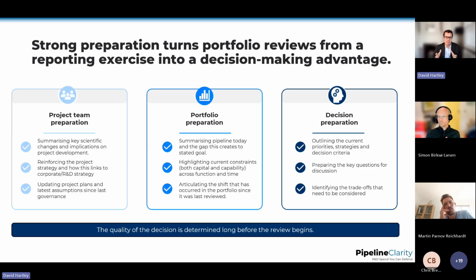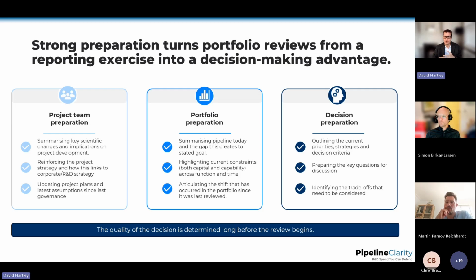And finally, the third and arguably the most important bucket in some sense is the preparation for the portfolio review and the decision making itself. This involves outlining the current priorities, strategies, and decision criteria that will be discussed in the conversation. It involves preparing the key questions for discussion and also identifying the trade-offs that need to be considered. When having a portfolio review, it needs to be a very structured process, and this decision preparation is critical to ensuring that a meaningful discussion happens.